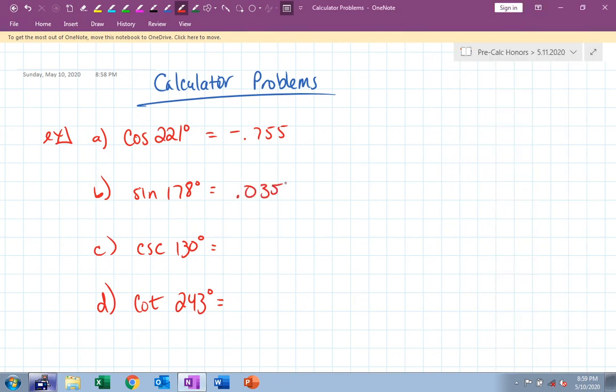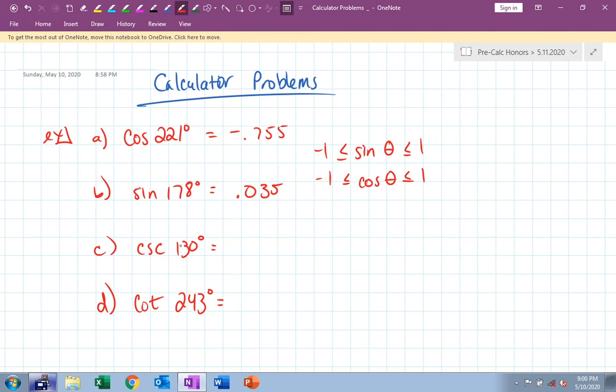Okay, one thing I want to point out to you guys: sine of any angle is between -1 and 1, and that also goes for cosine. It's just a fact. So it means you're going to have a decimal either way.